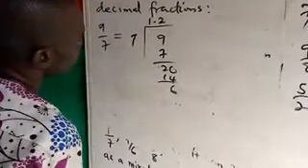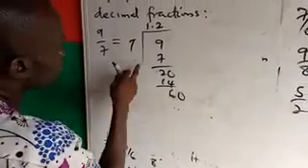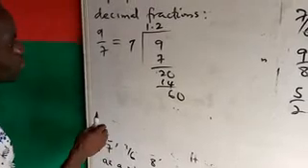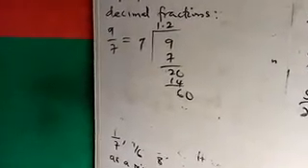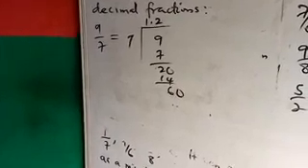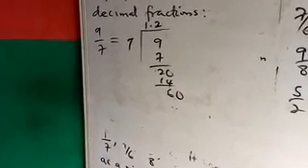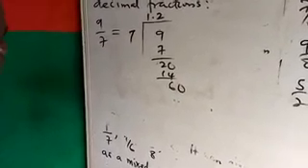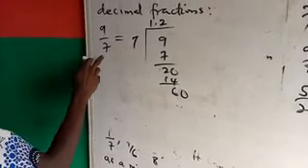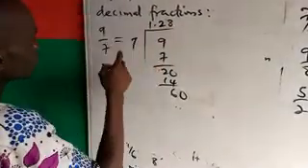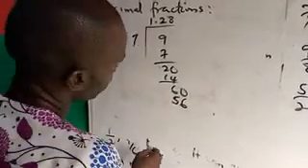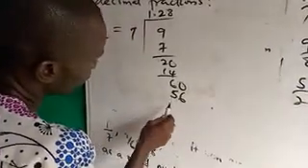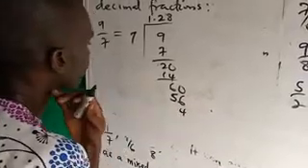Now, let's put 0 so that 7 can still share. 7 people share 60. They will share it 8, because 8 times 7 is 56. When you minus it, you are going to be having 4.